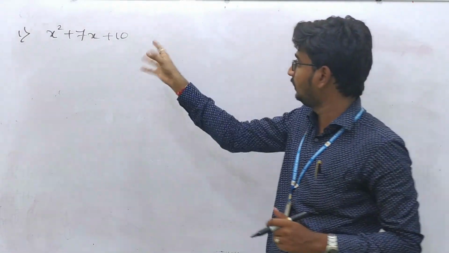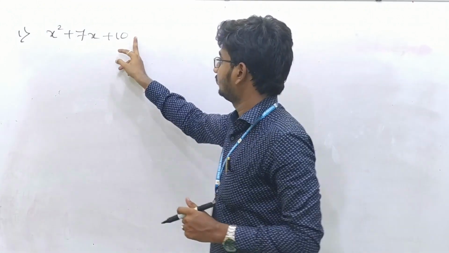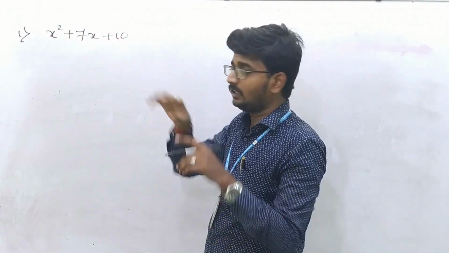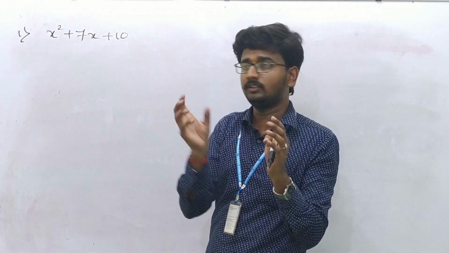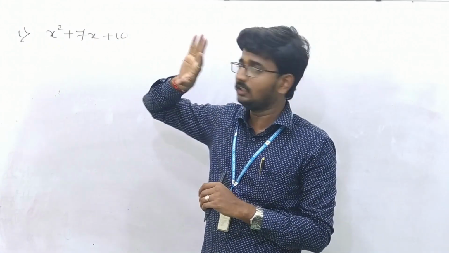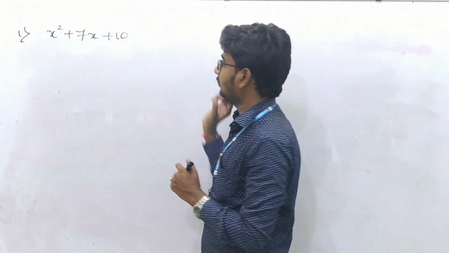Factorization, you know, splitting the middle term: multiply the last constant term and the first term, find the product, and once you get it, either you add those or subtract those and you should get the middle term. So sum of the zeros. Okay, now this is the quadratic polynomial.